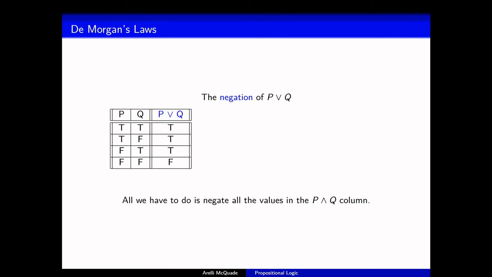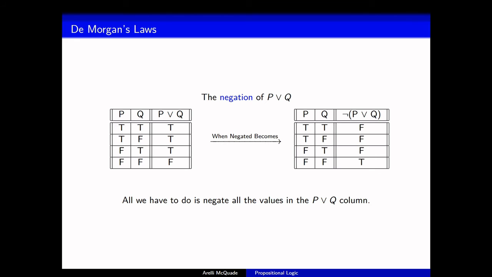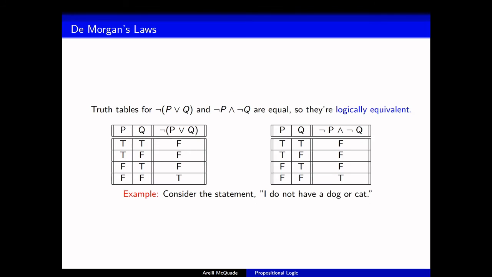Let's now look at the negation of P or Q. Once again, we have the truth table for P or Q this time, and we can see that it's true, true, true, false. We're just going to negate those values, and now we have false, false, false, true. And we can see right away that the only time that is true is when it is not P and not Q. And so it really is no surprise that not (P or Q) and not P and not Q are logically equivalent.